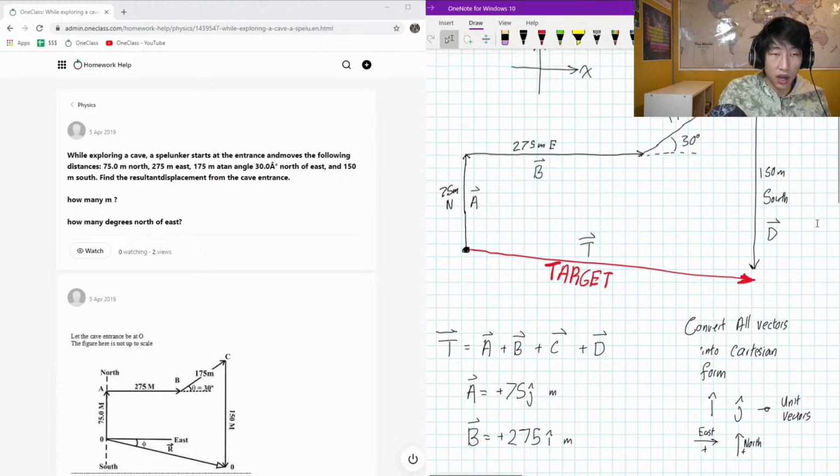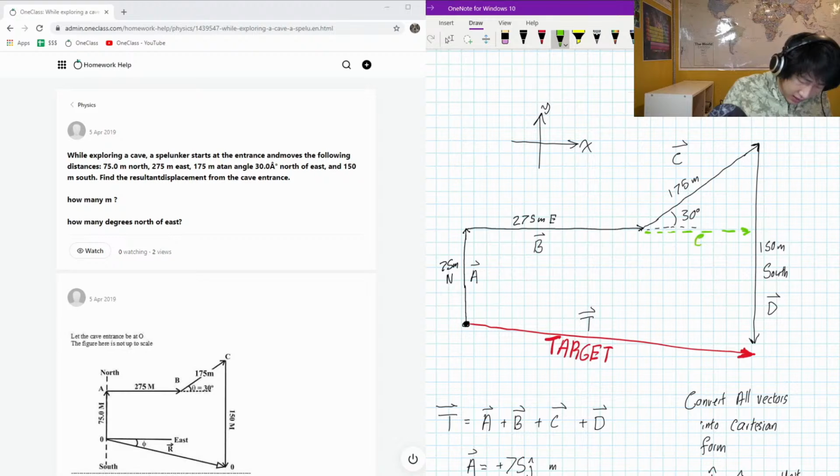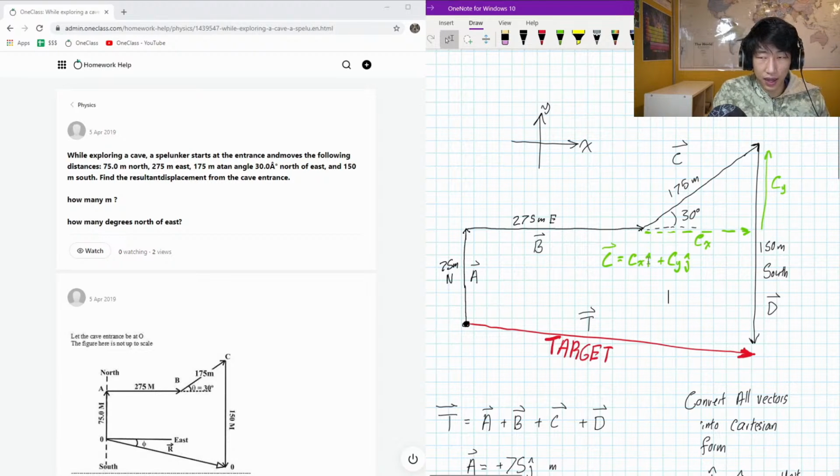Fairly straightforward. Now C is going to be a little bit spicier, because you can see C has both some horizontal movement and some vertical movement. What's going on here in green is we're going to redraw C as a Cx component and a Cy component. Essentially, C as a vector is going to be the Cx component in the i direction plus the Cy component in the j direction. So how do we find Cx and Cy?